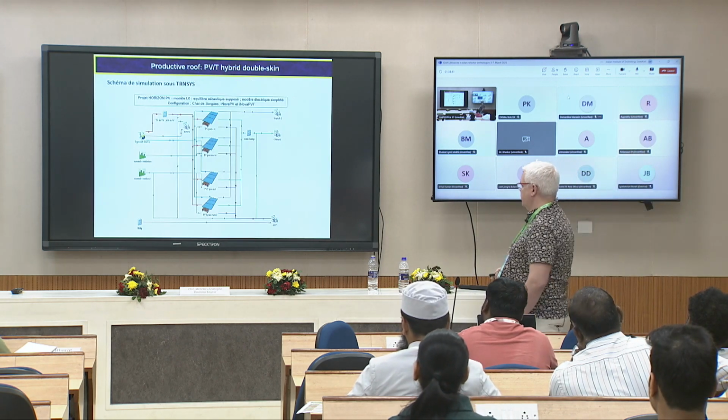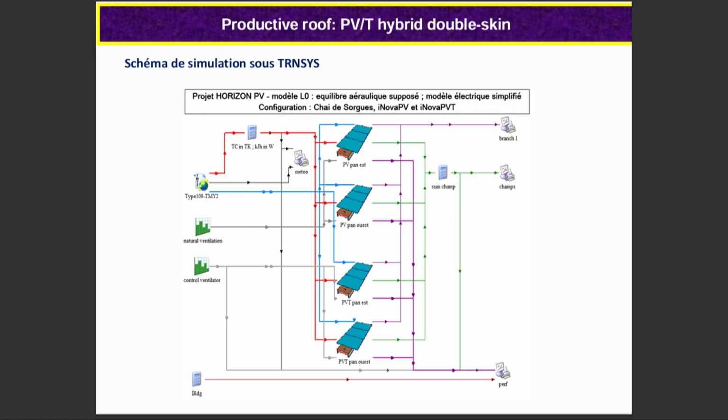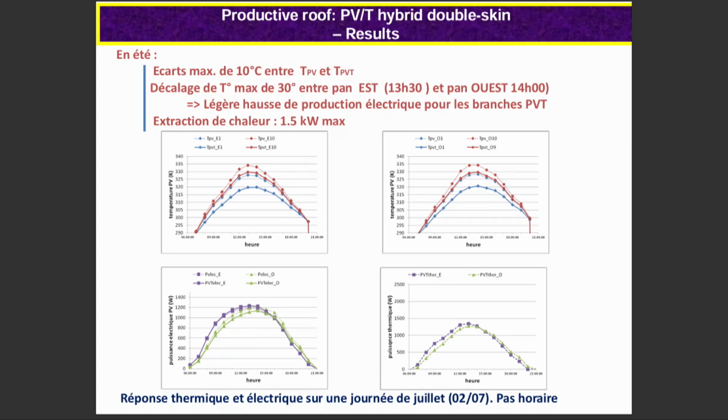So it has been implemented on TRNSYS also, for each row and each zone, coupled to the inverter and things like this to model the whole installation. So we found that there was around 10 degrees of difference. To remind you, half of the roof is fully PV, not PVT, and half of the roof is PVT.